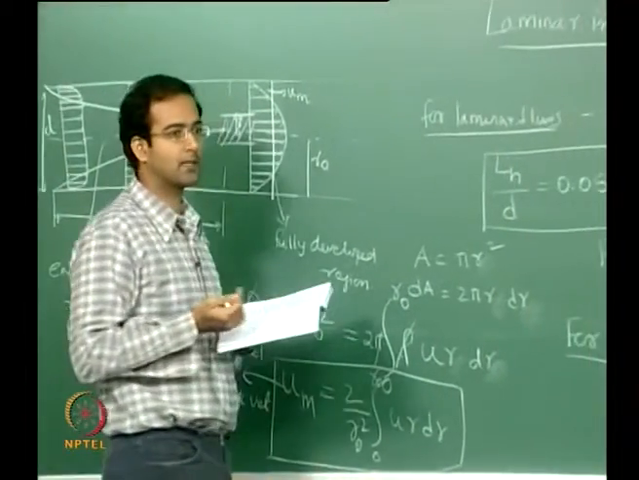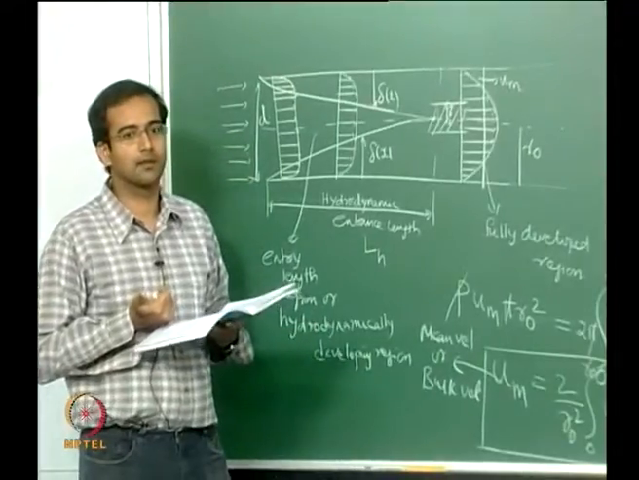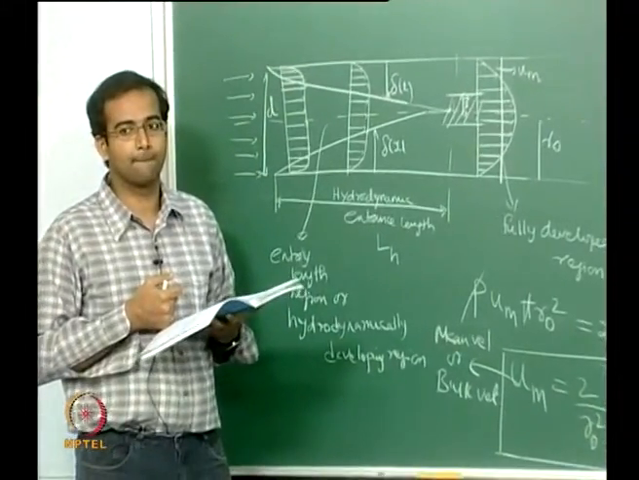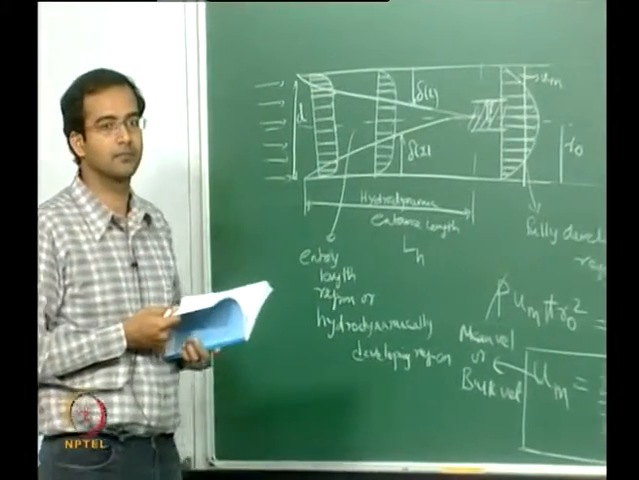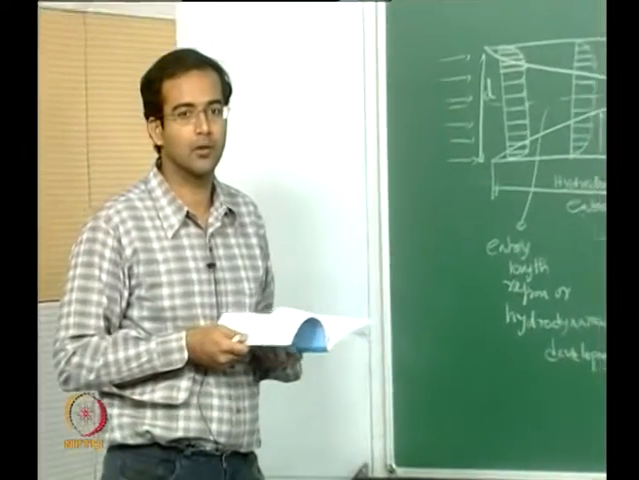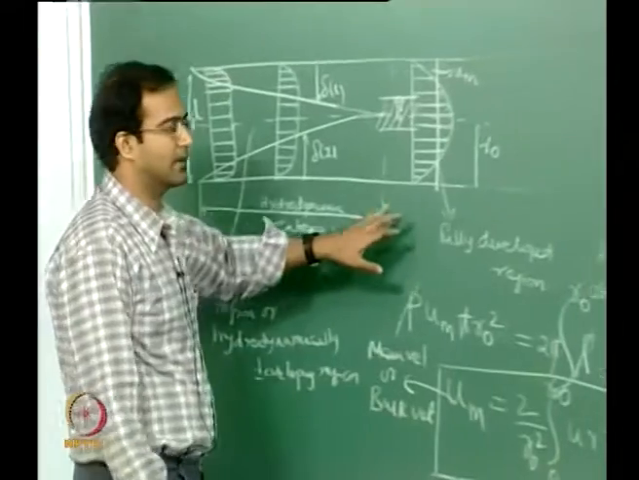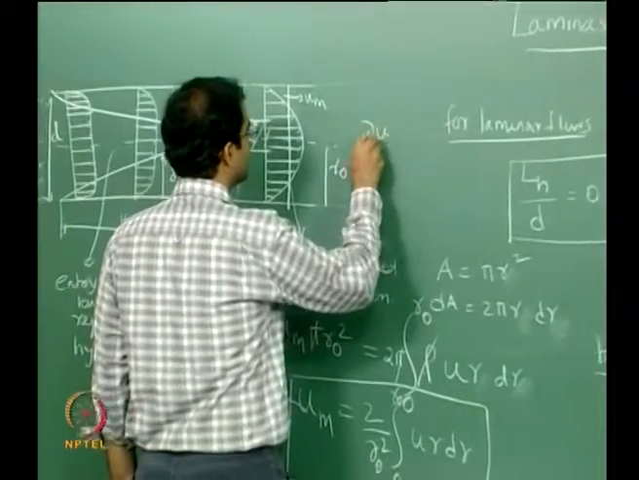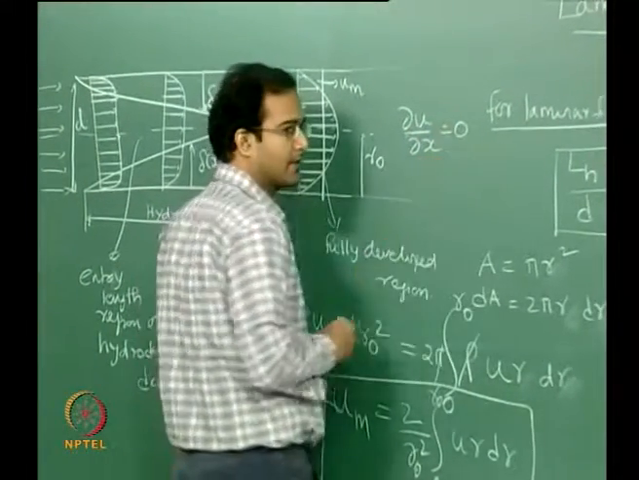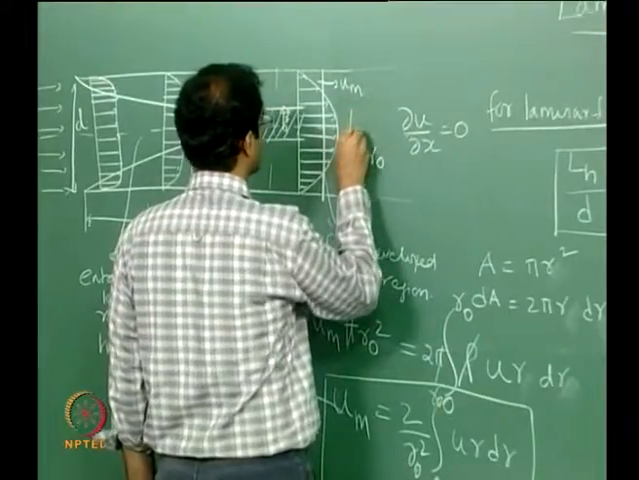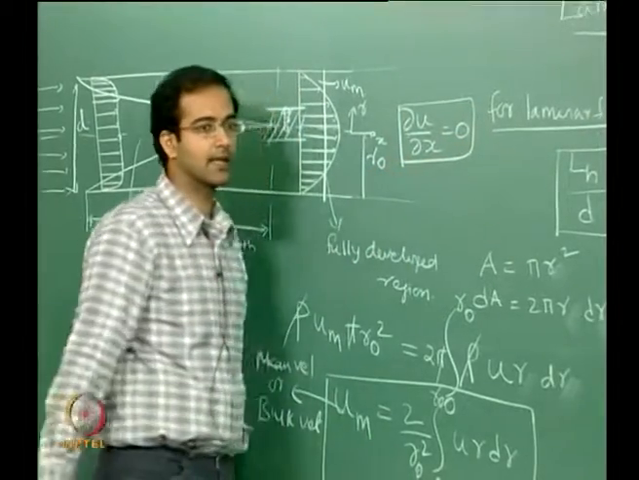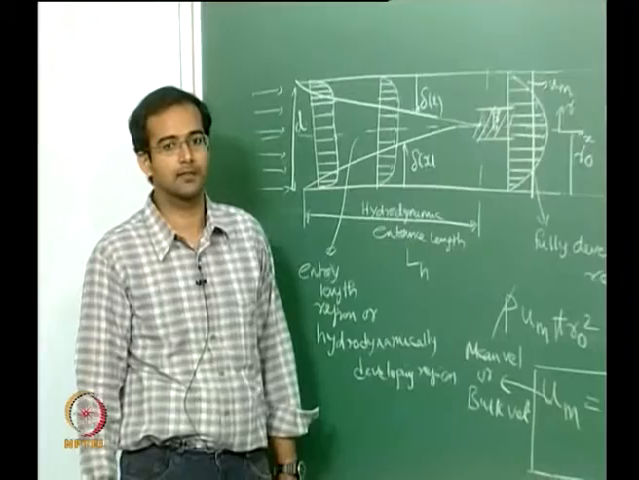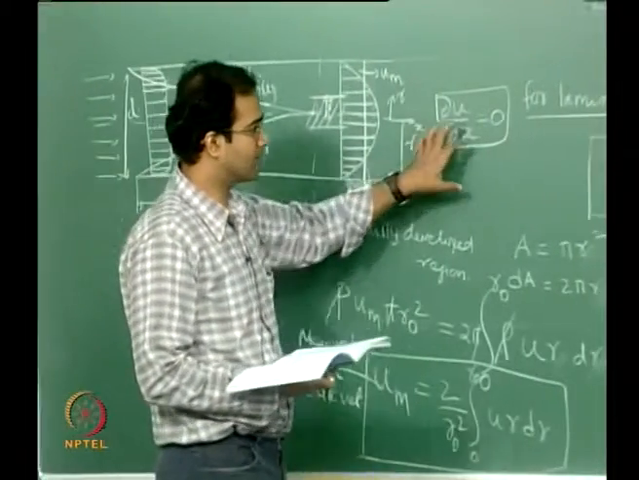So we have to introduce a mathematical criterion. What should the mathematical criterion be? How do I say that I am in a fully developed region? You look at the velocity profile. If the gradient with respect to the axial direction, x, is 0, where x is my axial direction and this is my radial direction, this clearly tells me that I am in the fully developed region. So this is the criterion as far as the flow is concerned.